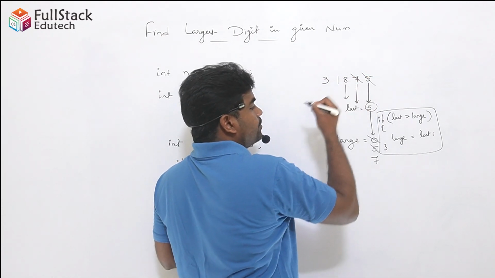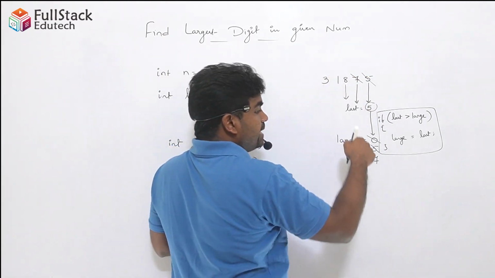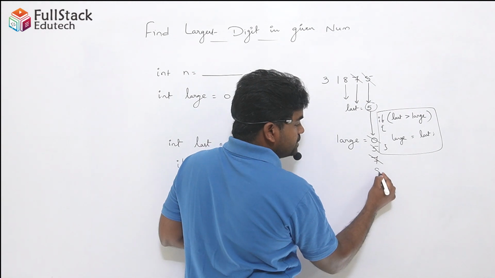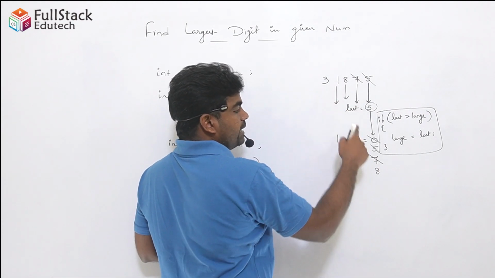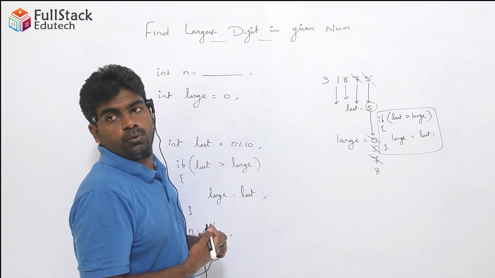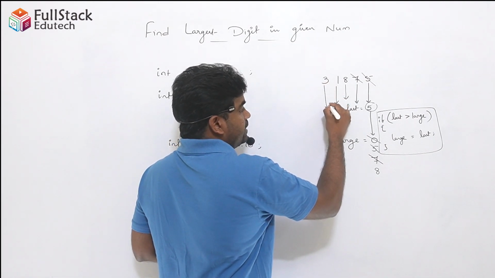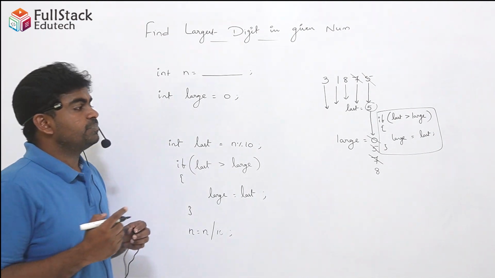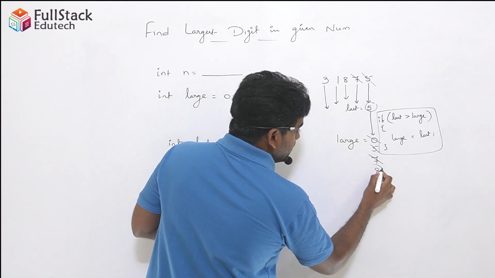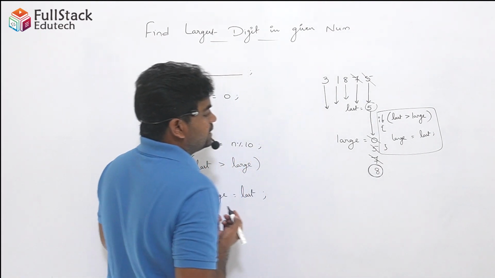Next 8 will come. 8 is greater than 7. Then 8 will be stored. Next one, 1. Is 1 greater than 8? No. Next 3. Is 3 greater than 8? No. Finally, that large variable contains the largest digit.